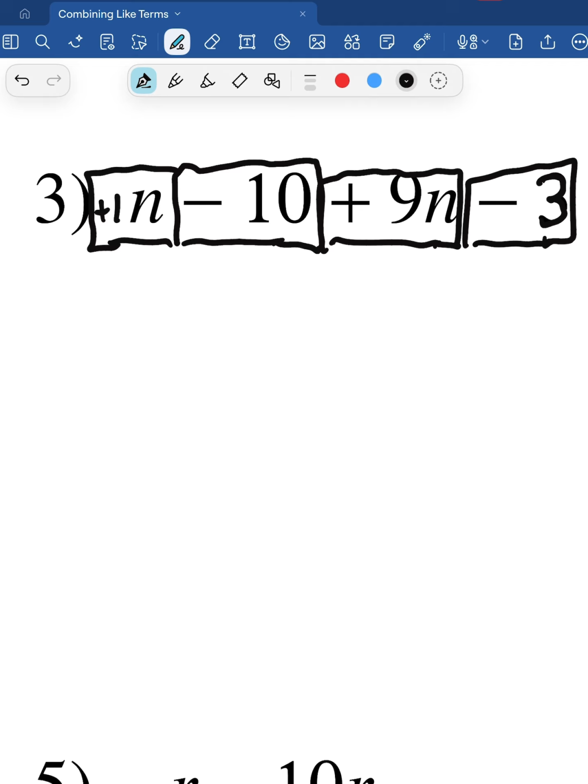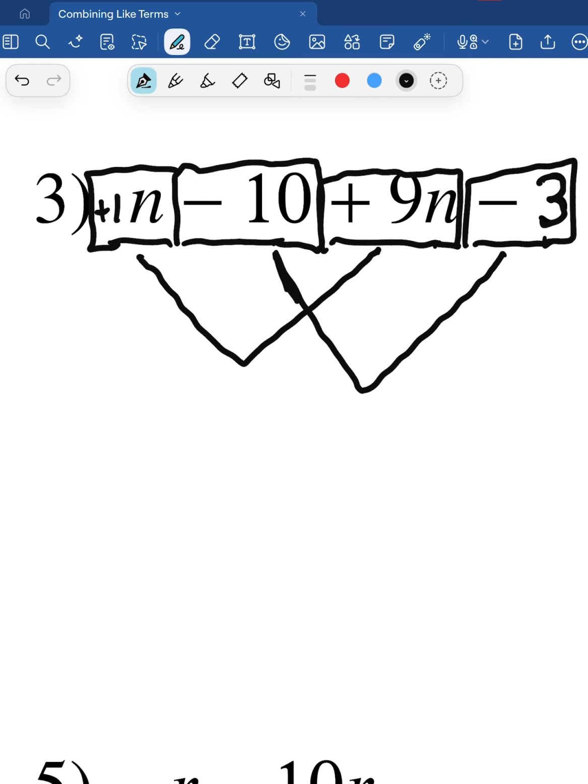So we have to ask ourselves, which terms are common? Well, we have a couple numbers that don't have any variables. So those are common. Any numbers that don't have variables with them, you can combine those. And then we have two terms that just have n's. They're not n squared, they're not n cubed, just n's. So let's first combine our -10 with our -3. So a -10 and a -3 is -13.